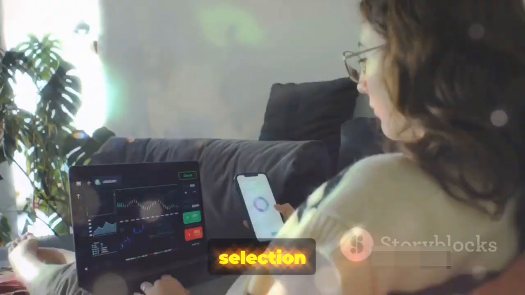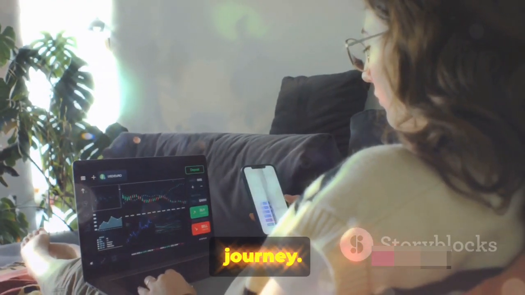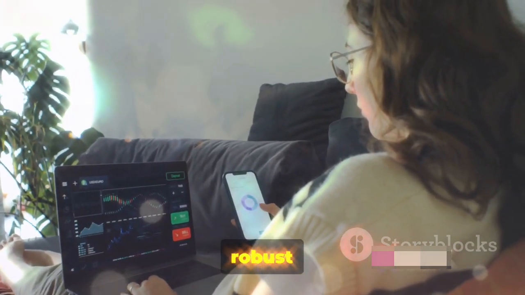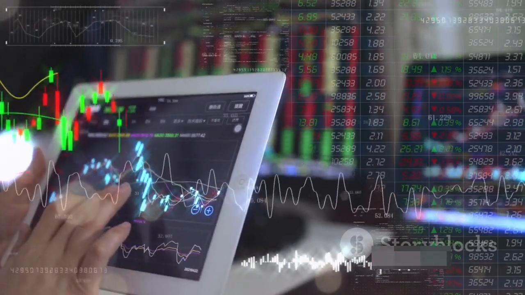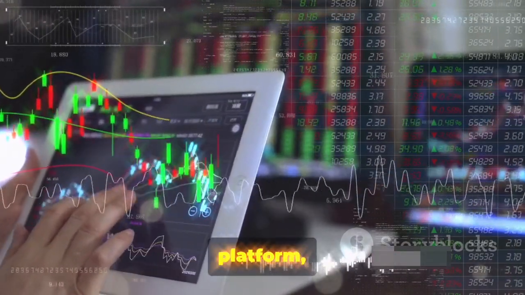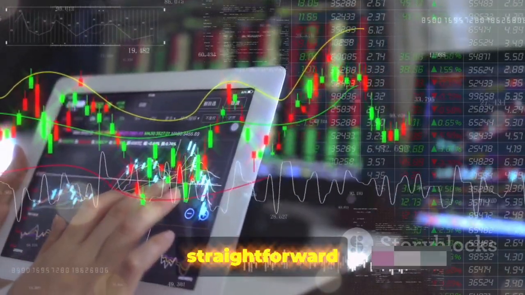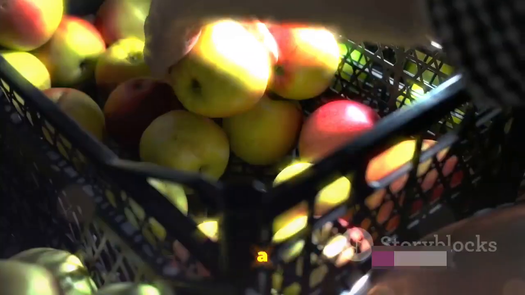Next, the selection of a trading platform is crucial. It's like choosing a vehicle for a long journey. You need a platform that's reliable, user-friendly, and offers a robust set of tools to help you navigate the market's twists and turns. Once you've chosen your platform, you'll need to open a trading account, a process that is often straightforward and user-friendly. The heart of the trading process is placing a trade.